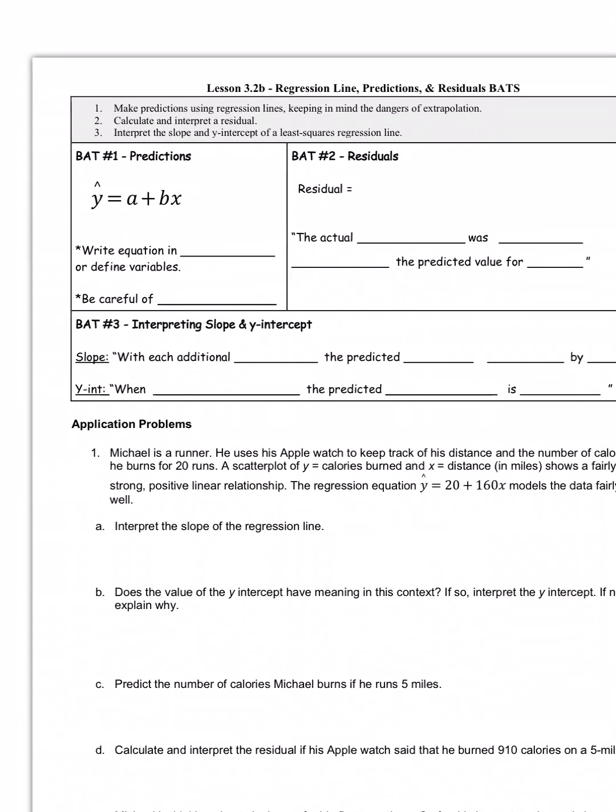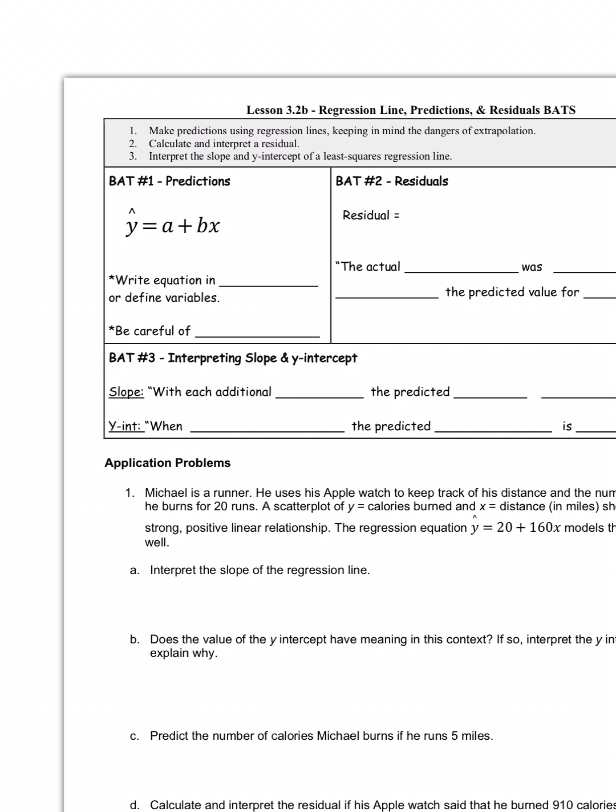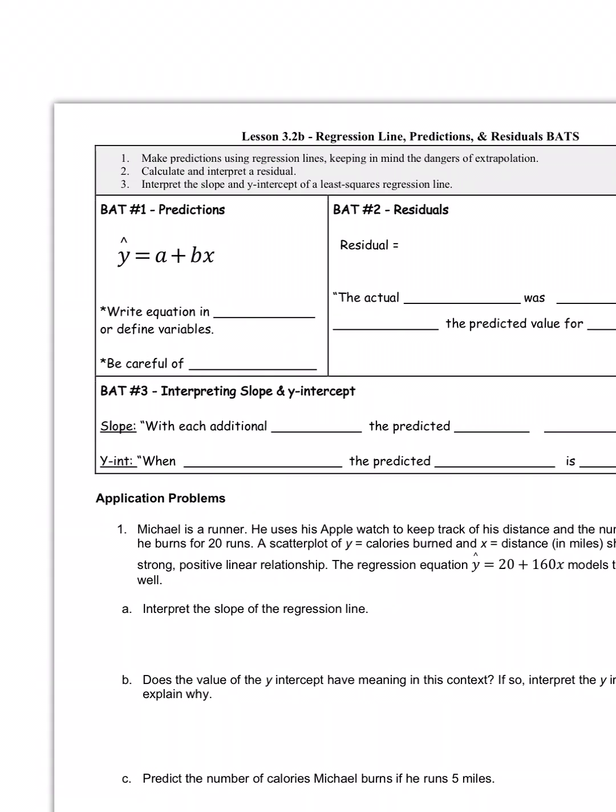Okay, with predictions, there's our basic general equation. Okay, remember this little hat stands for prediction, right? Or predicted. A is the y-intercept. B is my slope.